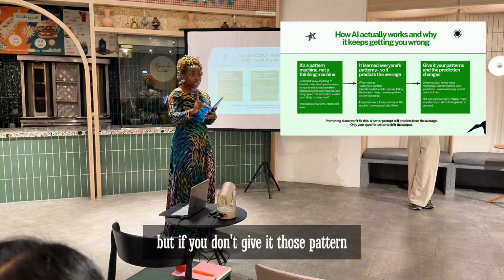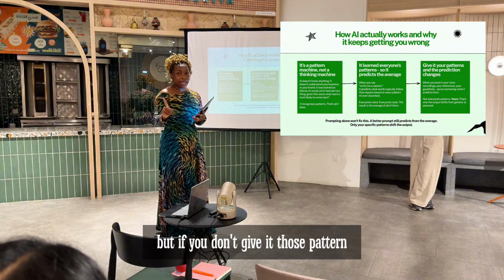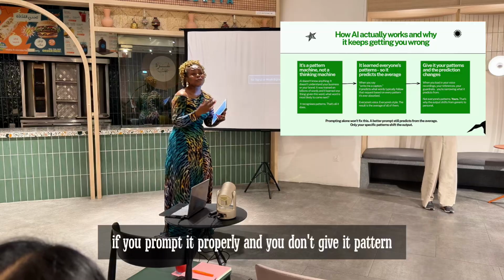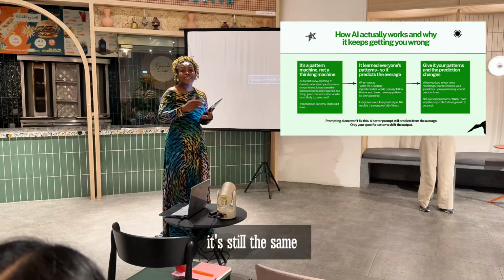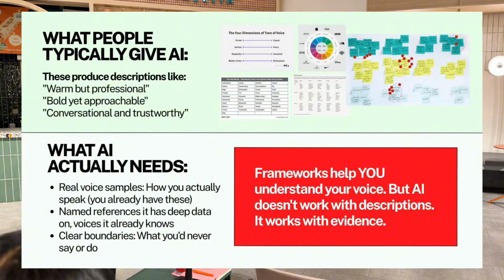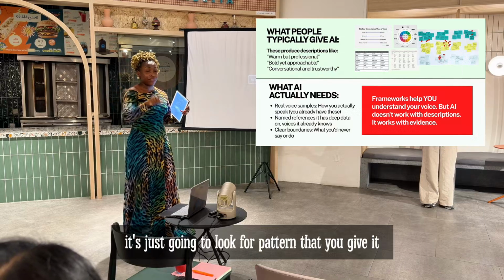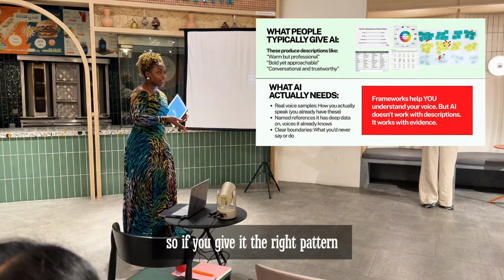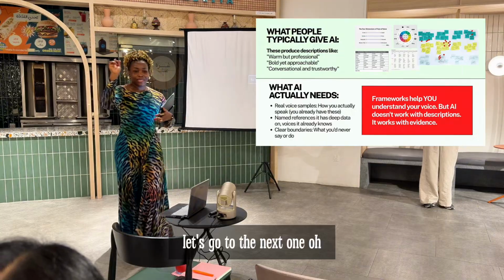But if you don't give it those patterns, and like you said, if you prompt it properly and you don't give it pattern, it's still the same. It's still going to come up as average, like an average person, because in the end, it's going to think like a million people or a million pieces of information and create patterns from that information to give to you. So don't forget, AI is a pattern machine. It doesn't do the thinking. It doesn't know you. It will never know you. It's just going to look for pattern that you give it. So if you give it the right pattern, you are in the right space. Let's go to the next one.